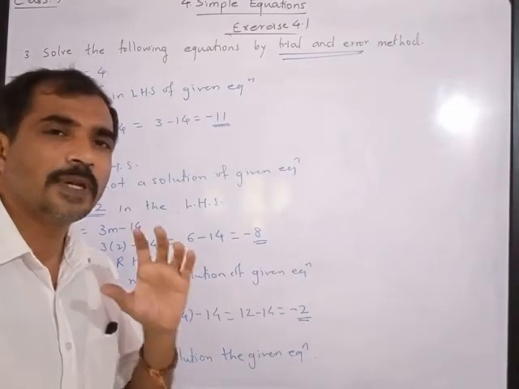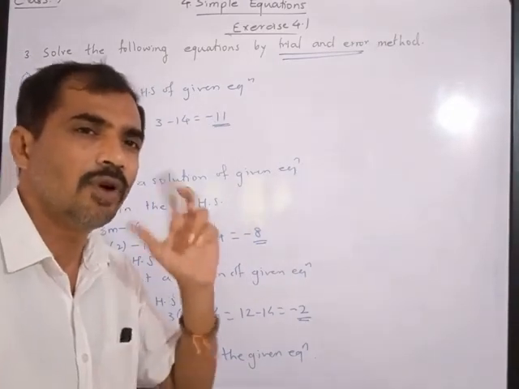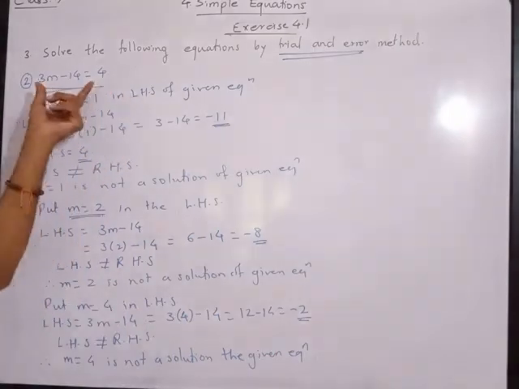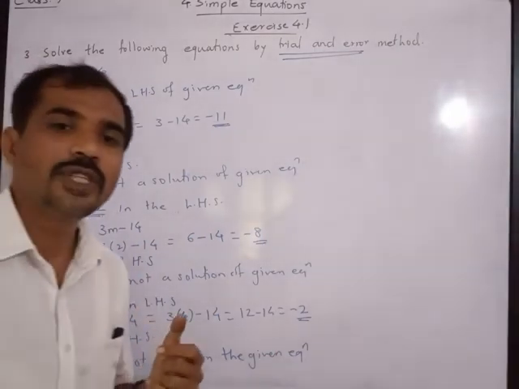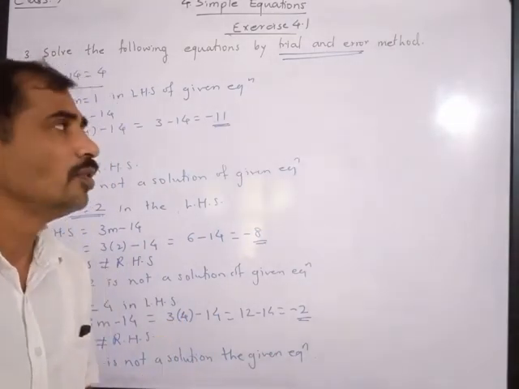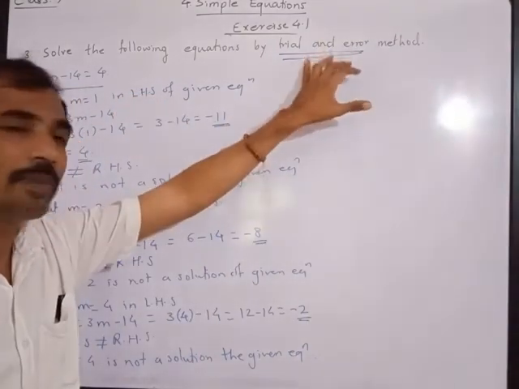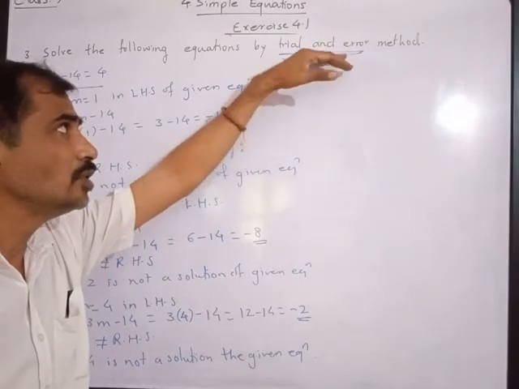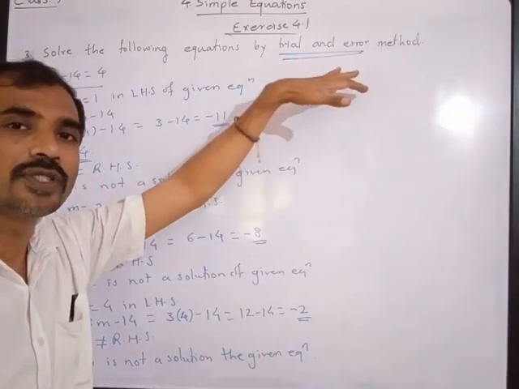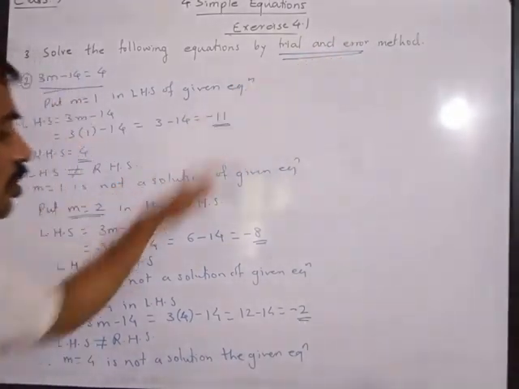A student who has more reasoning ability can approach the answer very fast, and a person who has less reasoning ability will take time to approach the answer. So this method depends upon skill, hence we use some other methods which we are going to study a little later. Let us complete this solution.